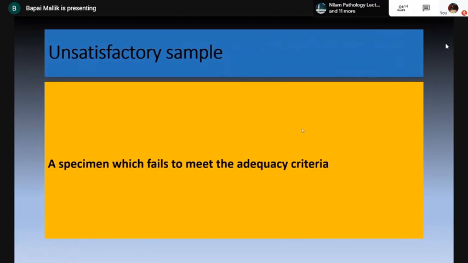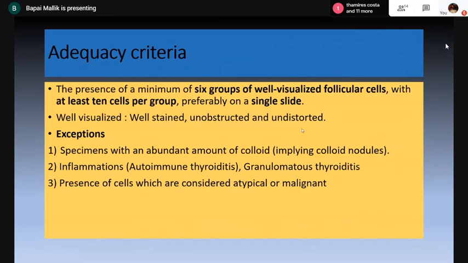So what exactly is an unsatisfactory sample? An unsatisfactory sample is a sample or a specimen which fails to meet the adequacy criteria, which brings in the question, what exactly is the adequacy criteria? So the adequacy criteria is as follows. For a particular sample to be adequate, we need the presence of a minimum of 6 groups of well-visualized follicular cells with at least 10 cells per group, preferably on a single slide.